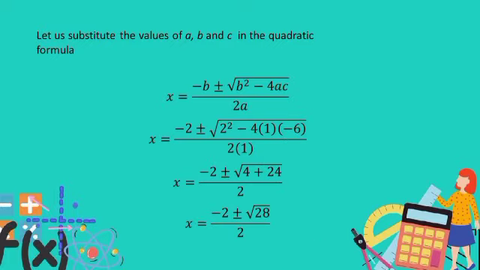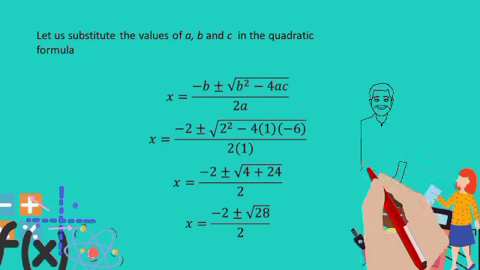So we obtain negative 2 plus or minus the square root of 2 squared minus 4 times 1 times negative 6, all over 2 times 1. So let us now simplify the expression inside the radical. 2 squared is 4, plus 4 times 1 times 6 is 24. So 4 plus 24 equals 28. So we obtain negative 2 plus or minus the square root of 28, all over 2.